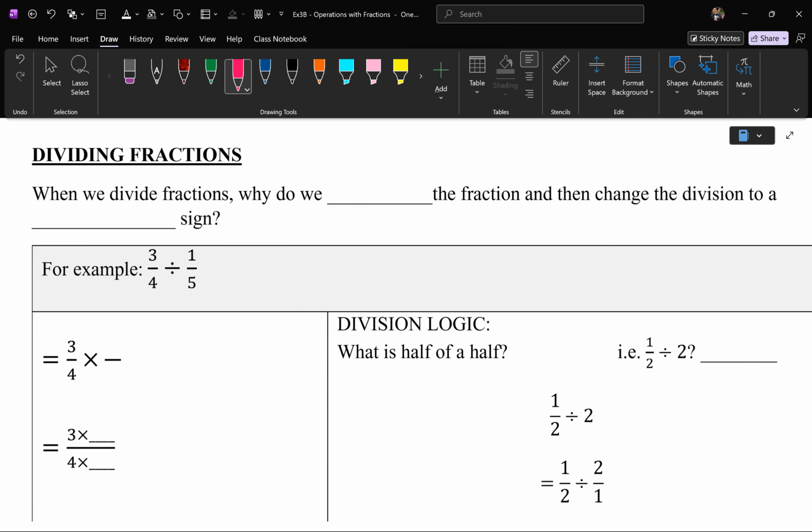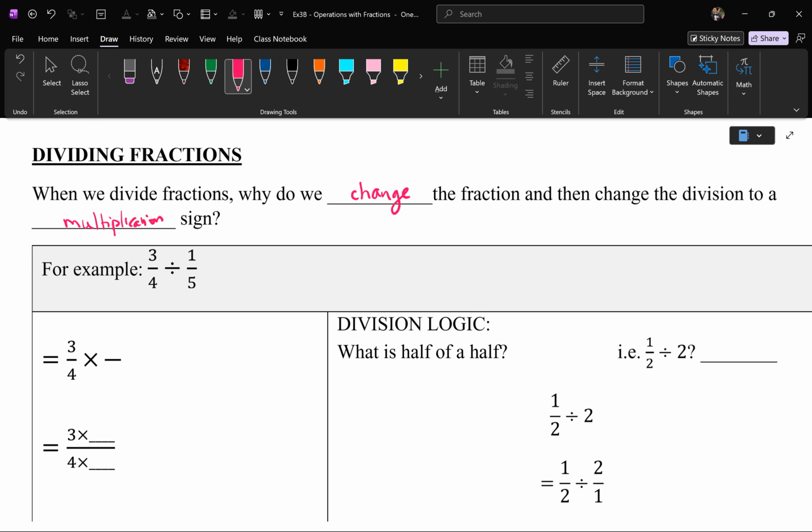All right, here we go. Second skill for today, division. Back in primary school, they said that when we divide fractions, what we do is we change the fraction and then change the division to a multiplication sign.